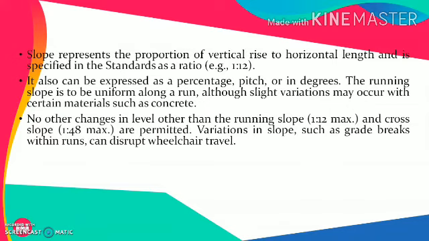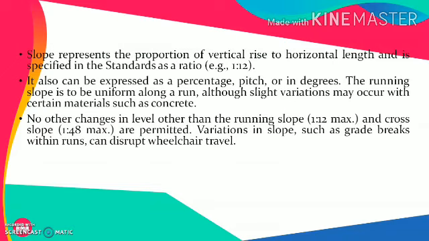Here the running slope means the slope in the direction of travel, while cross slope means the slope of a surface in the direction perpendicular to the direction of travel of a person or user. Variation in slope, such as grade breaks within runs, can disturb wheelchair travel. This is the reason why no other change is permitted.